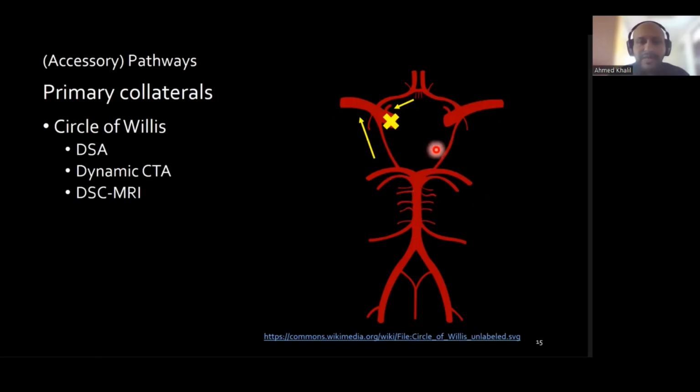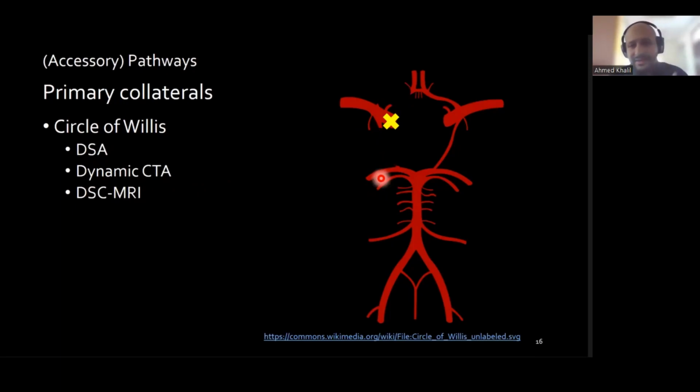that result from the configuration of the circle of Willis can be assessed using the same techniques that we used for the pipes. So digital subtraction angiography, CT angiography, especially dynamic CT angiography, because very often you want the information about the timing of the blood flow to also be included. You don't just want a static image. There are also techniques based on DSC MRI, or dynamic susceptibility contrast MRI, or bolus tracking MRI, that can help us understand a little bit better the status of the primary collaterals in a specific patient.